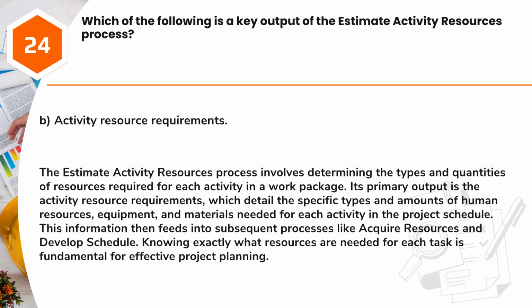Answer: B. Activity resource requirements. The estimate activity resources process involves determining the types and quantities of resources required for each activity in a work package. Its primary output is the activity resource requirements, which detail the specific types and amounts of human resources, equipment, and materials needed for each activity in the project schedule. This information then feeds into subsequent processes like acquire resources and develop schedule. Knowing exactly what resources are needed for each task is fundamental for effective project planning.